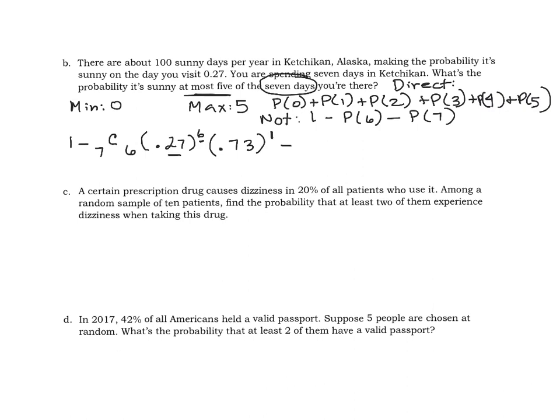And then minus the probability of 7 sunny days. So 7 days, 7 successes, 27/100 to the 7th power times 73/100 to the 0 power. And when I put that in my calculator, I get 998 thousandths.